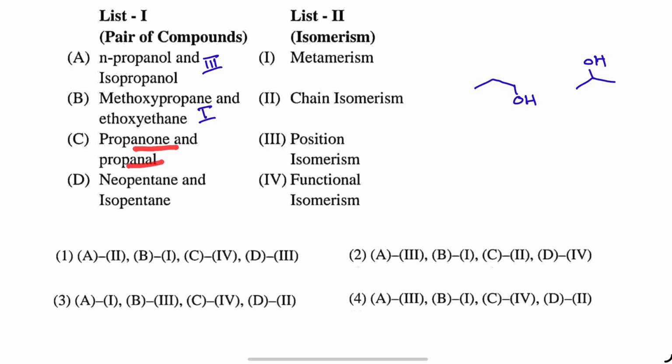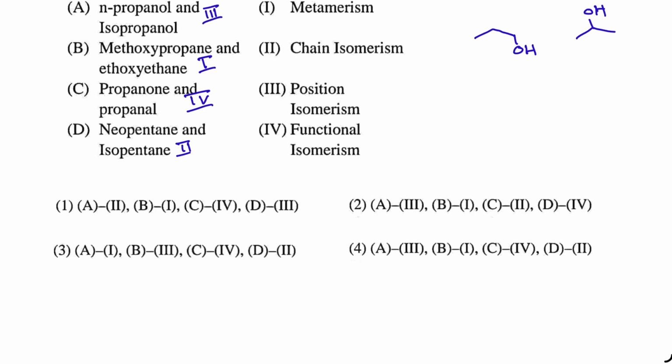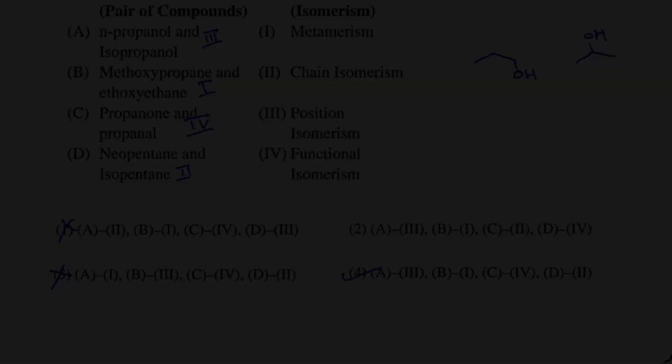Here this is ketone and aldehyde. They are functional group isomers. Neopentane and isopentane, they are chain isomers. So A3, B1, C4. So answer is 4.